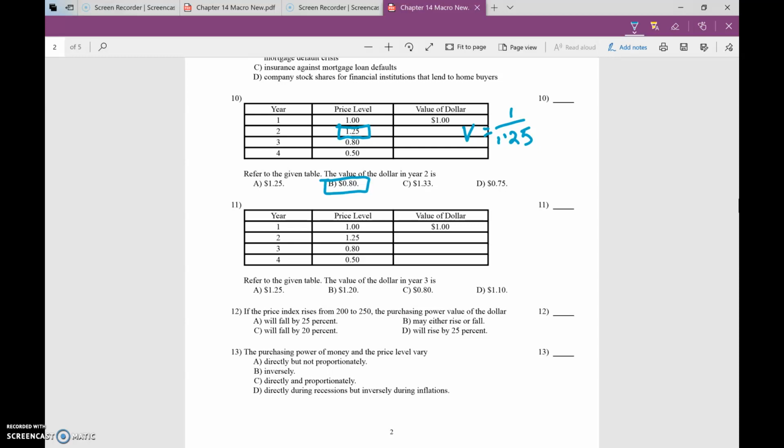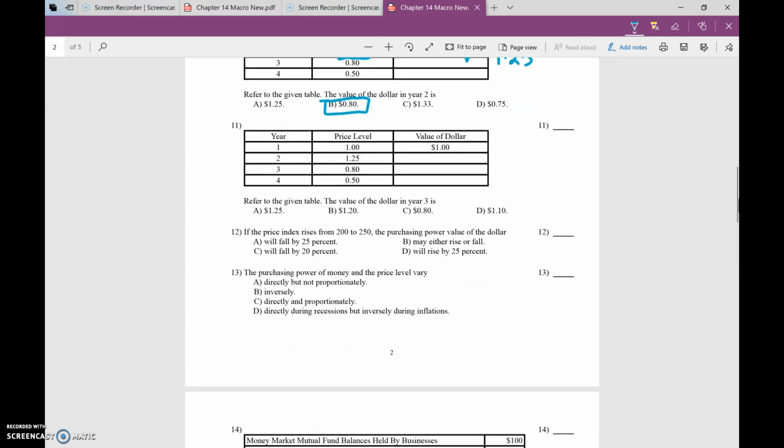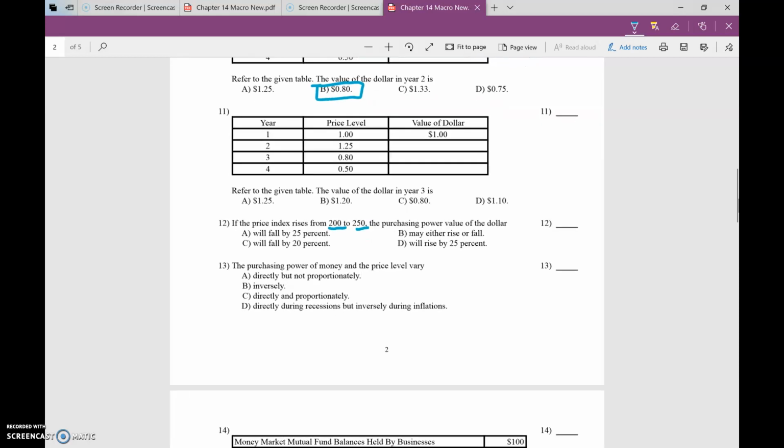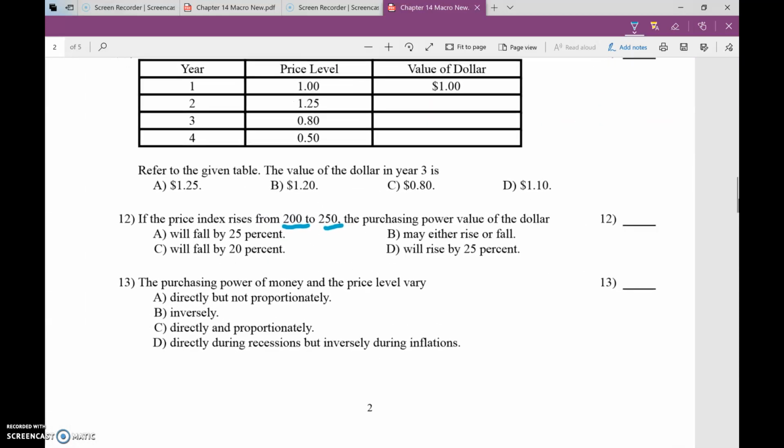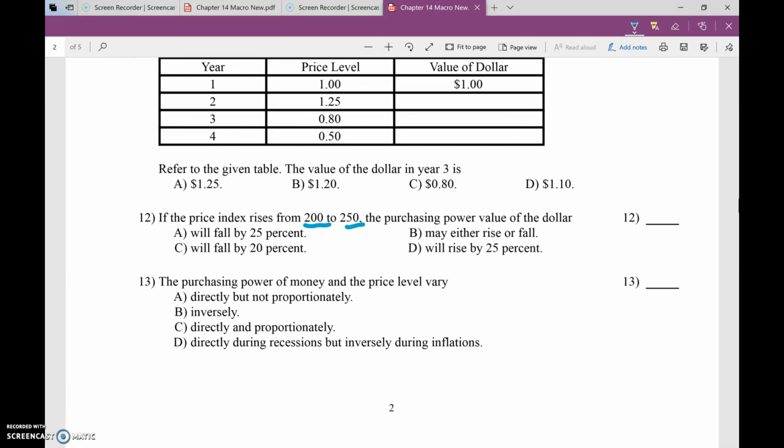Same way you do question number 11. Question number 12 is a little bit complicated, so I'm going to go ahead and do question number 12. It says the price index increases from 200 to 250. What happens to the purchasing value of the dollar? Alright, so we have the price index here, the value here. The price index increases from 200 to 250.